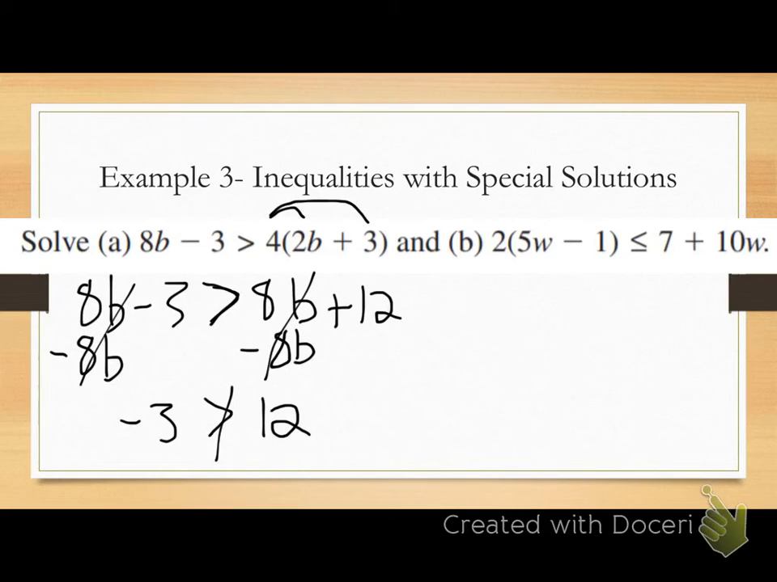What's my answer? No solution. You can use your little no solution symbol, or you can write out no solution. Does that make sense for letter A? Yeah. If your variables cancel each other completely out, you get a false statement, you get no solution. We still okay? Yeah.